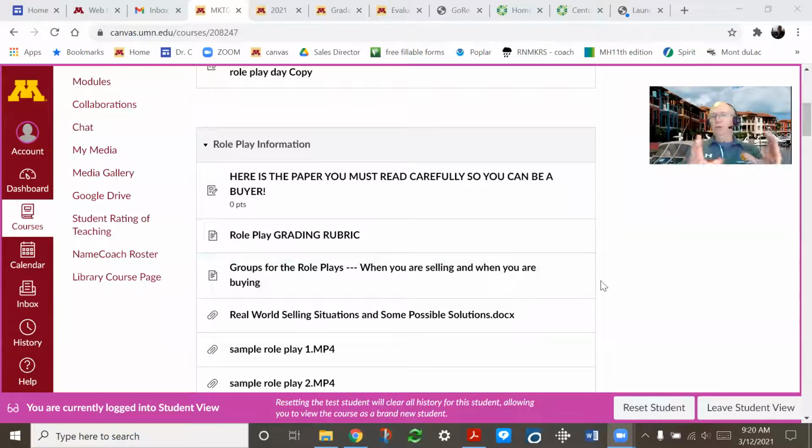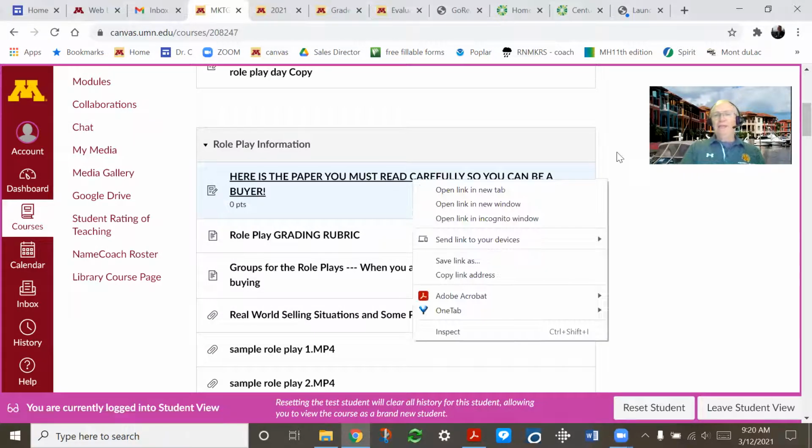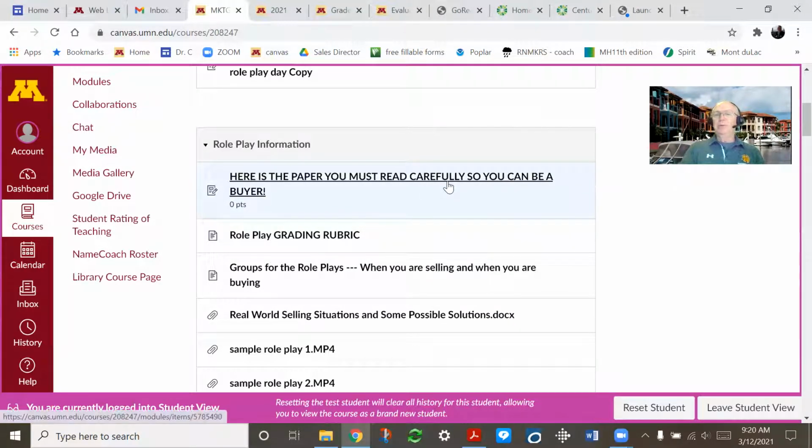And there we go. So if you look on Canvas, you will see some information here. Before the role play day, it's important that you read the paper that's been assigned to you, that you really understand what's going on. And when you get to class, have that on your computer, have it up so that you can work from that, because that's what you'll be using as a buyer during the role play. Where do you find that? You find it right here. Here's the paper you must read carefully so you can be a buyer. So make sure you read that before you come to class.